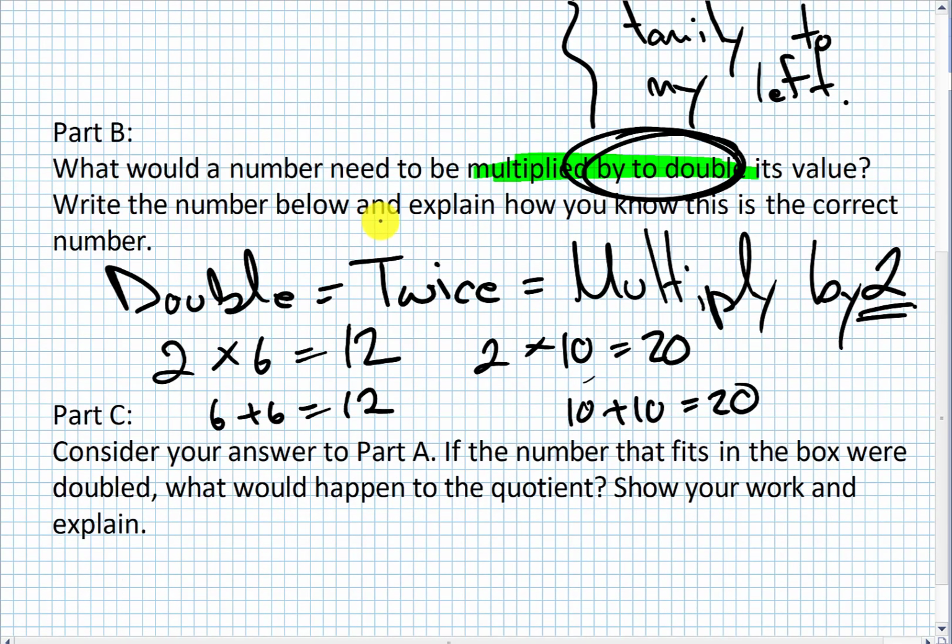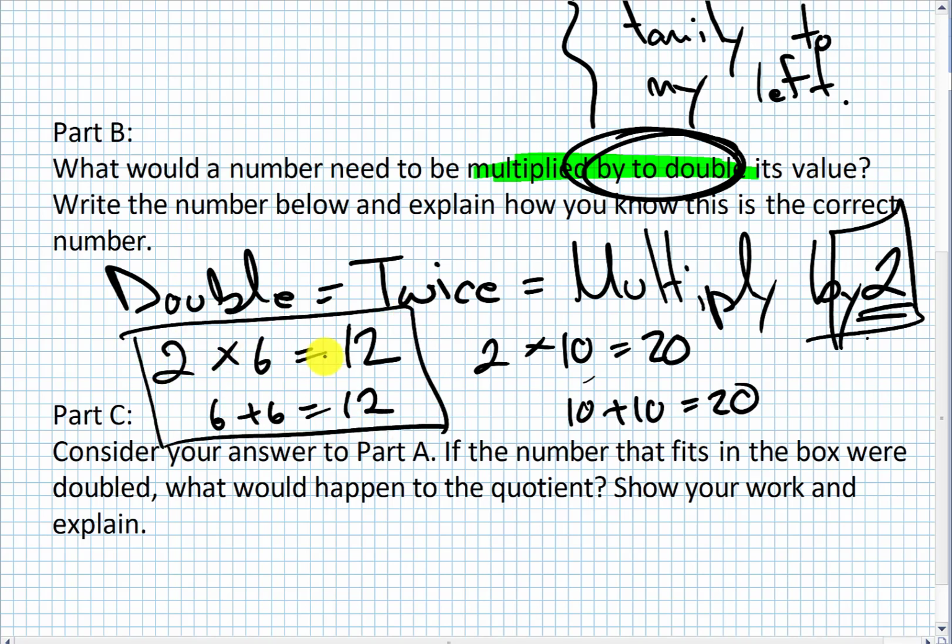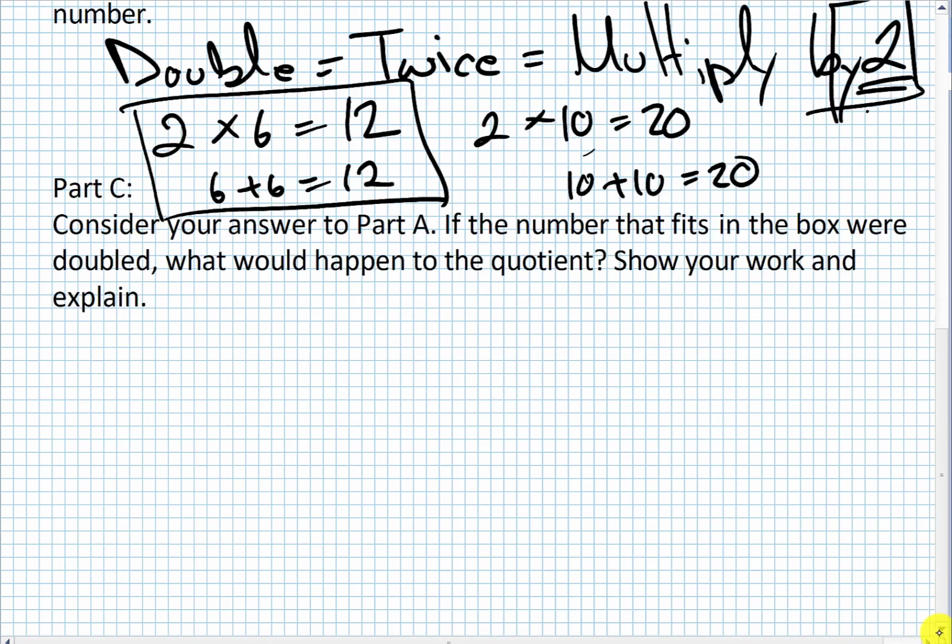So writing the number below is here. Explaining how we know it's correct. I mean, we modeled that it's correct by doing something like this. 2 times 6 is 12. 6 plus 6 is 12. 2 times a number is doubling that number or making that number twice as large. Okay? I hope that is clear.